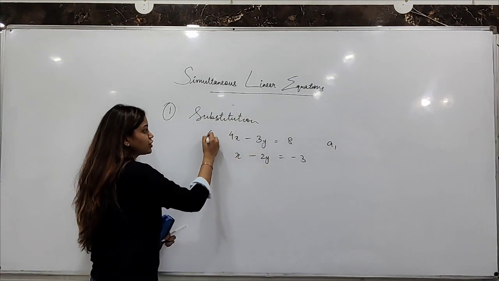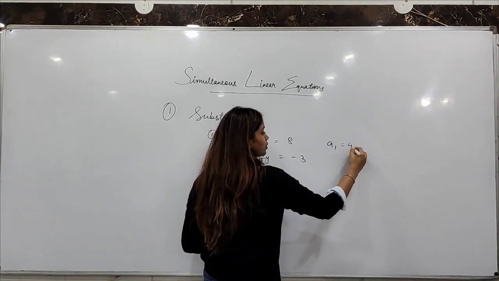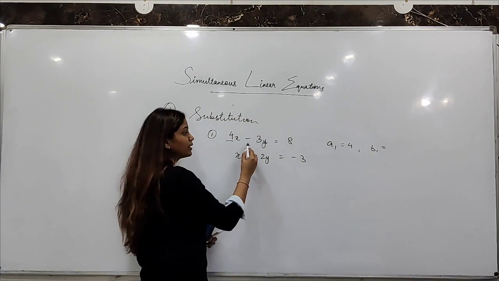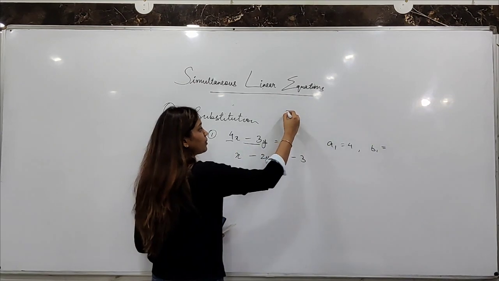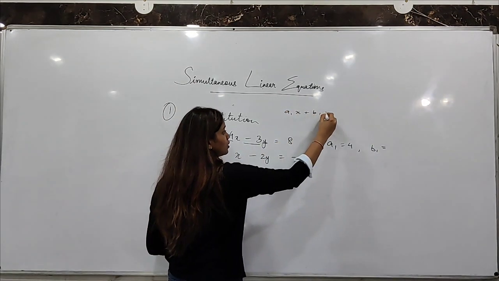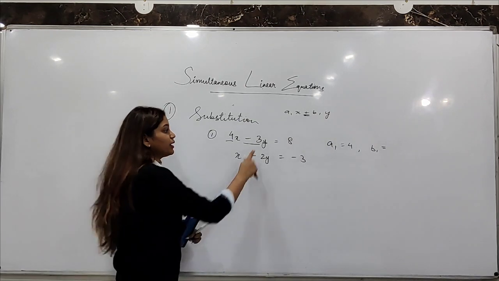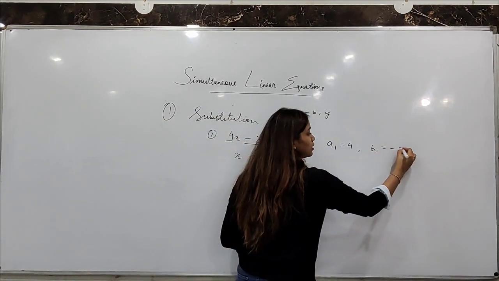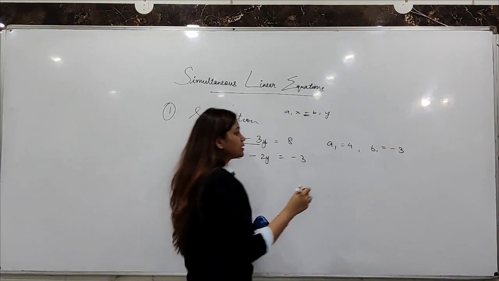For the first equation, a1 is the coefficient of x, that here is 4. b1 is the coefficient of y, that here is minus 3. Please note, जो हमारी जनरल फॉर्म थी उसमें y के साथ एक प्लस था. राइट? Now when y has a minus, our b1 is the number with the negative sign. So b1 is minus 3.